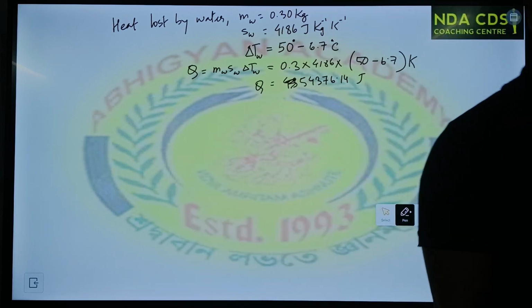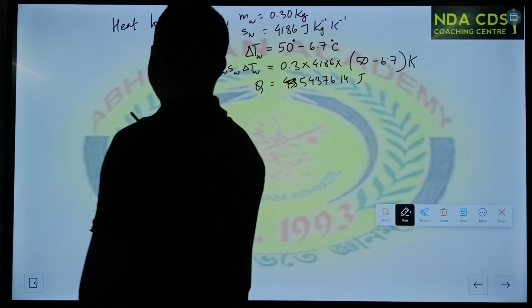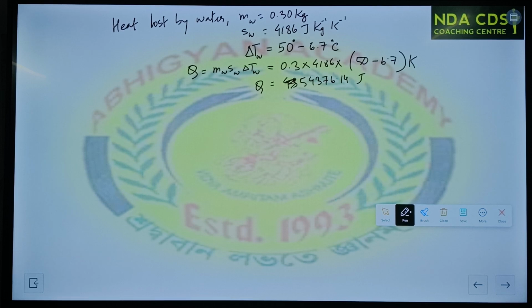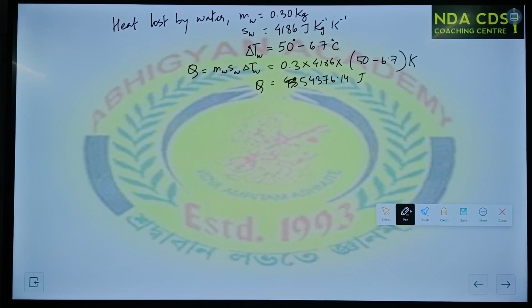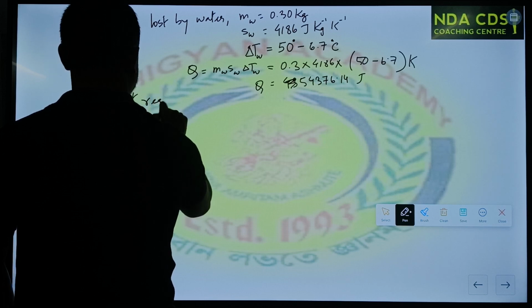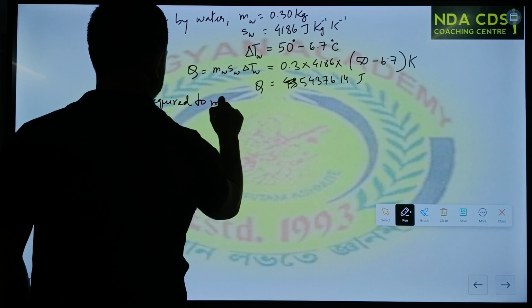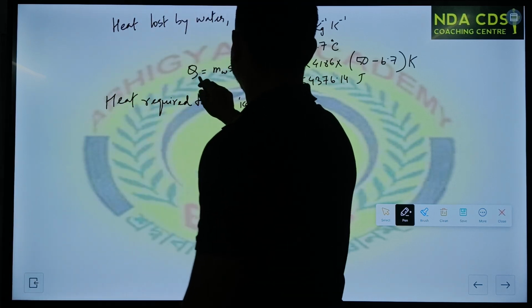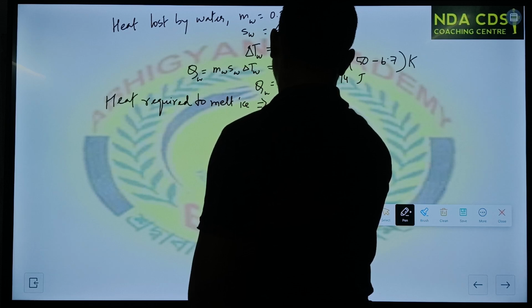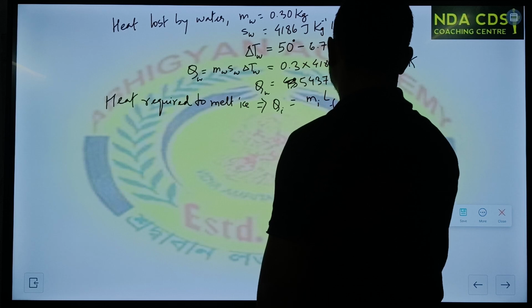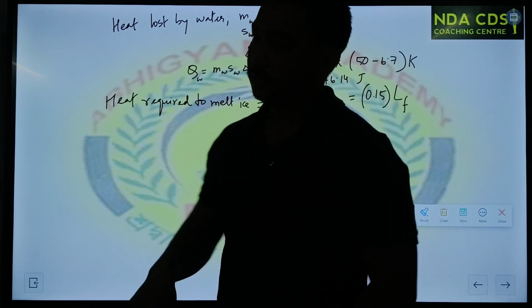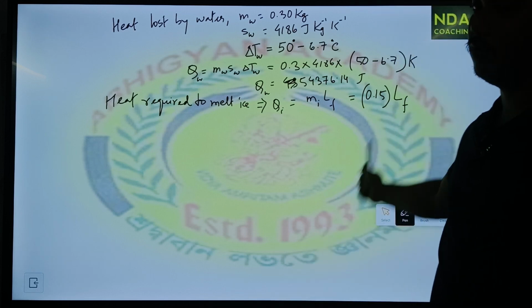Okay, now this is the heat lost by water. Now find out heat required to melt ice, say Qi. Latent heat times mass of ice, LF. So mass is 0.15. Since we don't have LF, let it be LF. We don't have LF, that's the thing we have to find out now.